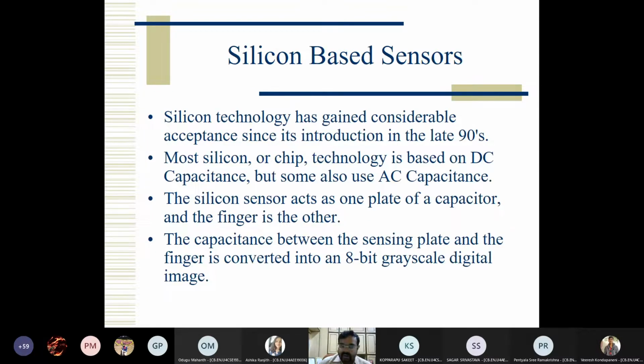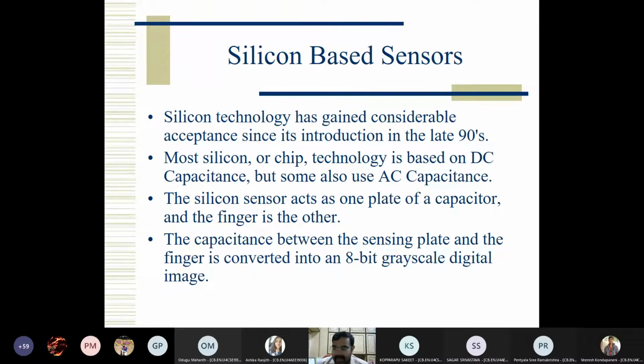So other types of sensors are also there. There is a silicon based sensor. In a silicon based sensor, the simple logic is that your finger is one side of the capacitor and the sensor is the other side of the capacitor, something like that.